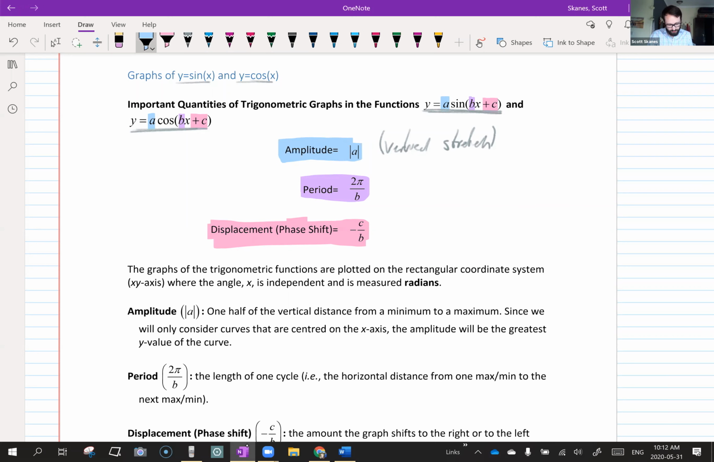It says graphs of trig functions are plotted on the rectangular coordinate system, so just x and y. The angle is x, but it's measured in radians. So once again, if your calculator's not in radians, you're going to have a lot of trouble at some point. So make sure you change it to radians. I'm sure you have had courses before that deal with radians.